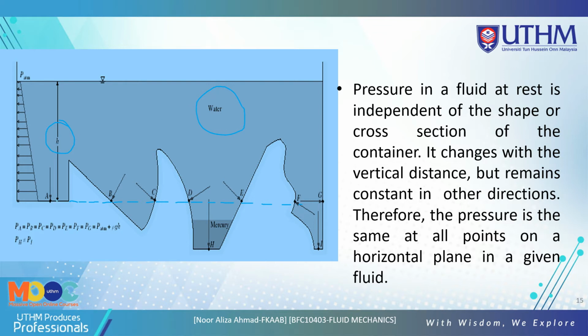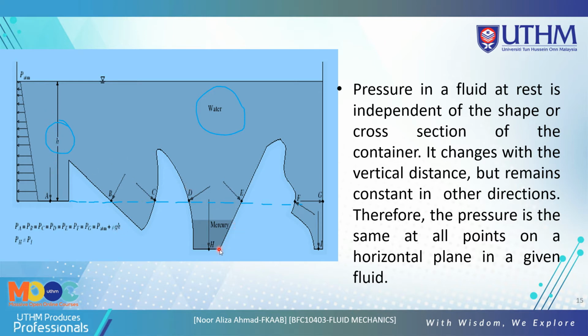So the pressure at A is equal to the pressure at B, C, D, E, F, G. The pressure is the same at the same level, the same height, the same depth. So we get P atmosphere plus P gauge, which is rho g h, because the H is the same.